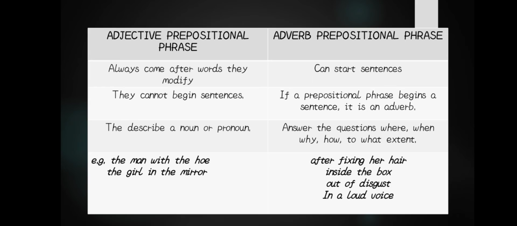Further pa jud, unsaon pag differentiate ang adjective and adverb prepositional phrase. When we say adjective prepositional phrase, it always comes after the words they modify. Always. Ang adverb prepositional phrase, pwede siya nga after, pwede pod siya sa sugod sa sentence.